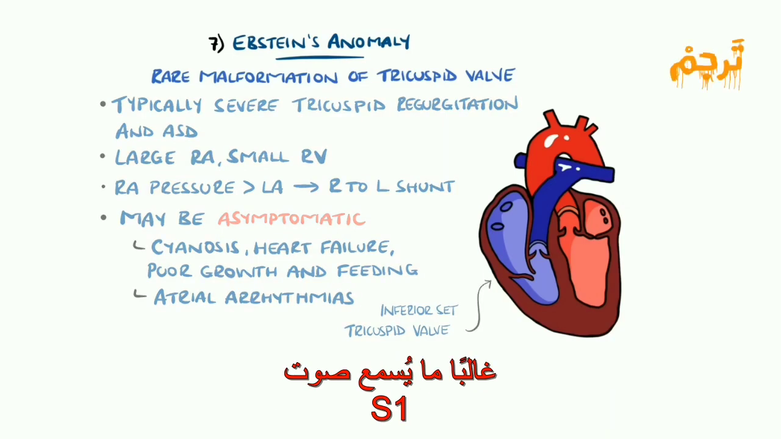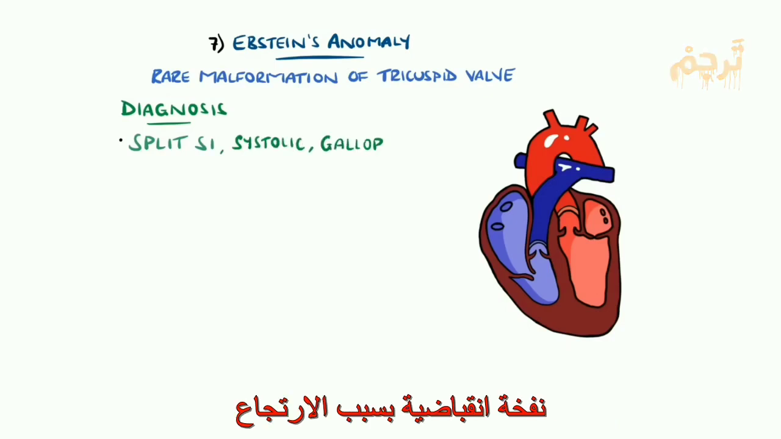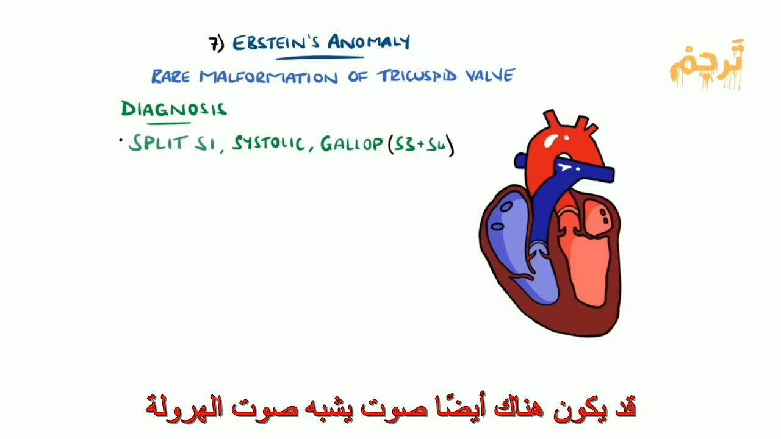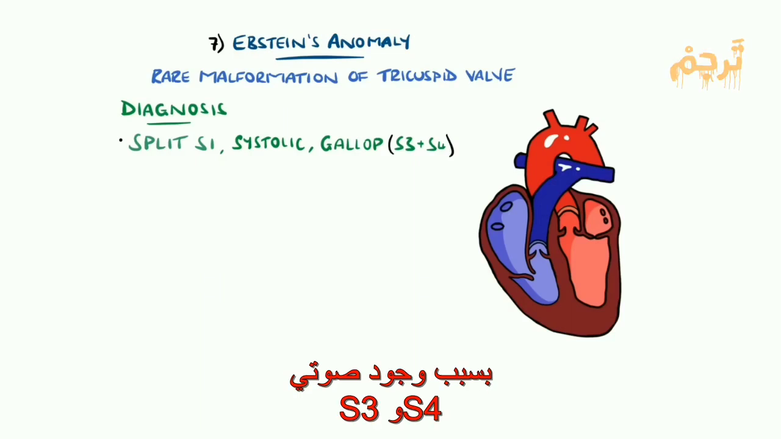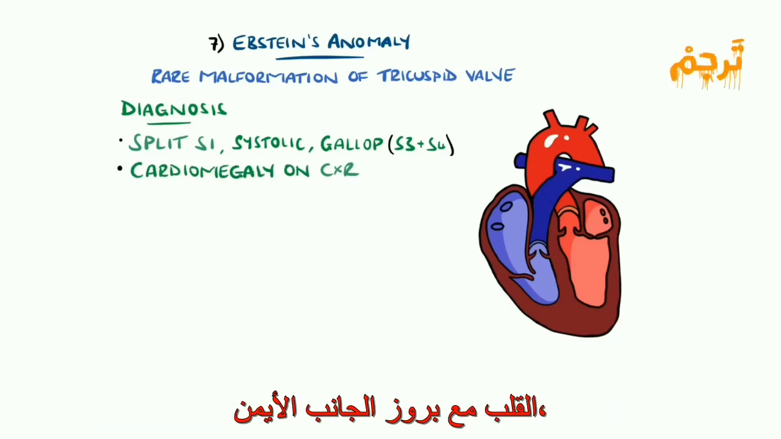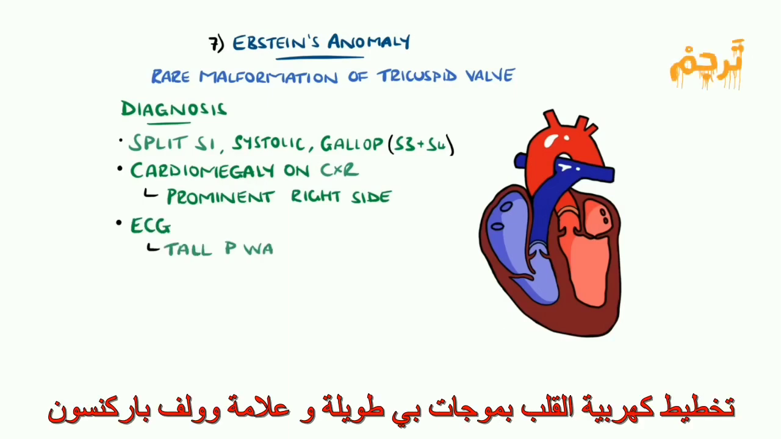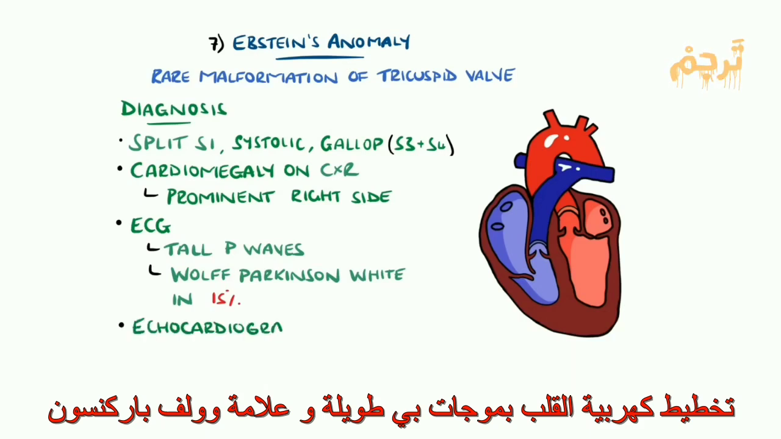There is often a split S1 sound due to delayed closure. There's also usually a systolic murmur due to the regurgitation. There may also be a galloping character due to the additional S3 and S4 sounds. And an X-ray tends to show cardiomegaly with right-sided prominence, and this is reflected on an ECG with tall P waves, and Wolff-Parkinson-White being associated in 15% of cases.